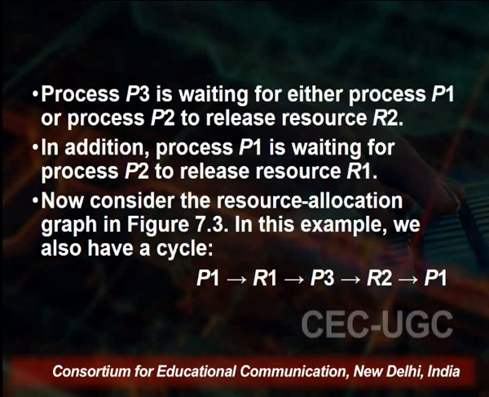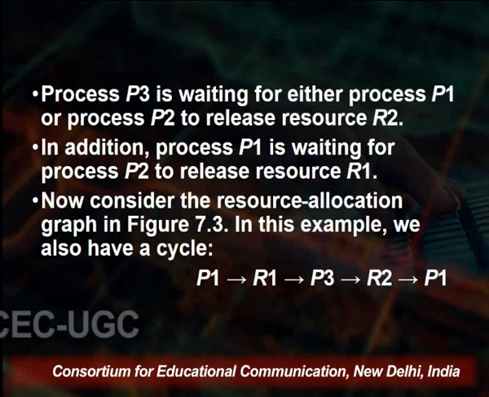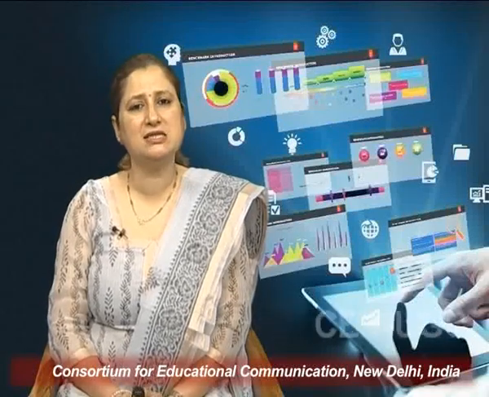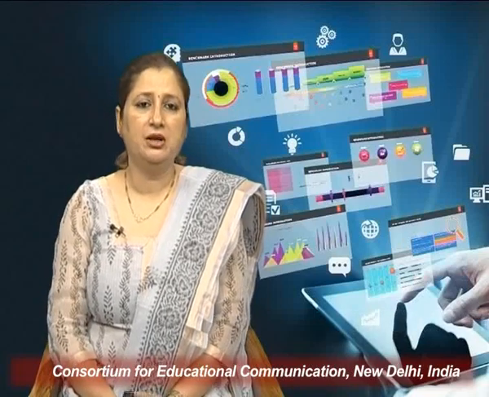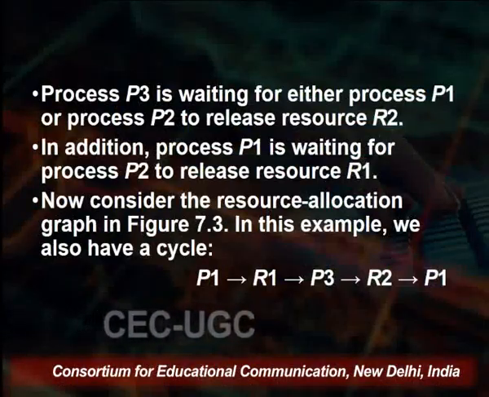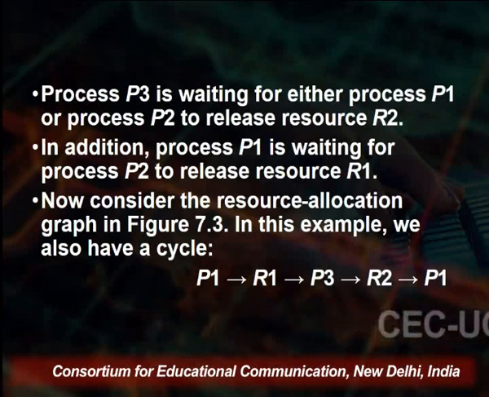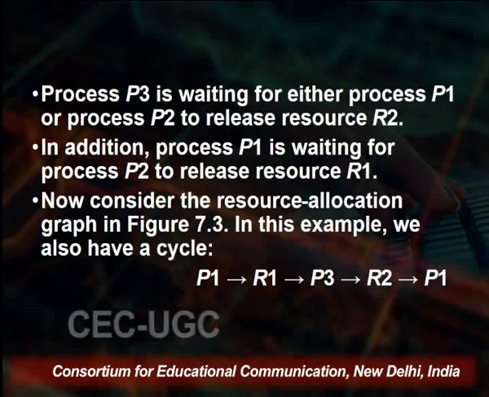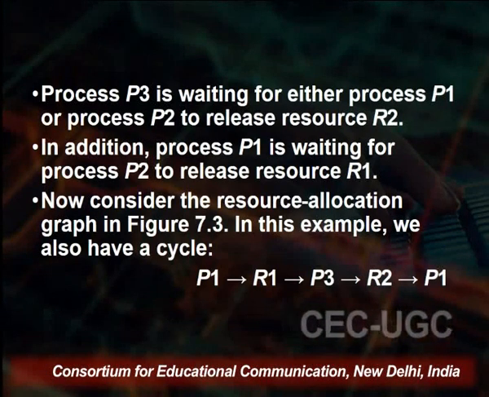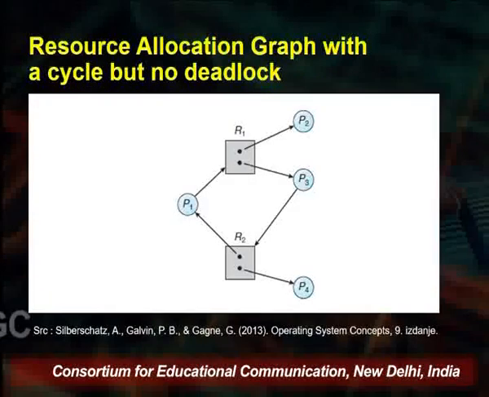So process P3 now we see is waiting for the process P1 or process P2 to release the resource R2, because both P1 and P2 are holding one instance each of the resource R2. Now in addition, P1 is also waiting for the process P2 to release the resource R1, right. So now what is the graph that we see? We see that the graph is P1 R1, P3 R2 and P1, right. So there is a cycle in this graph, but there is no deadlock.